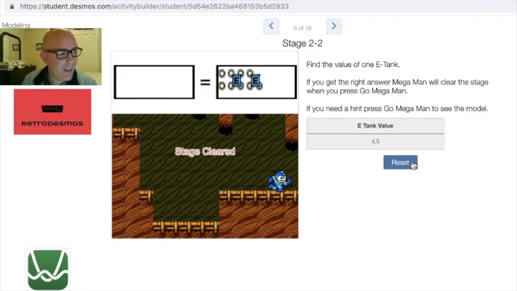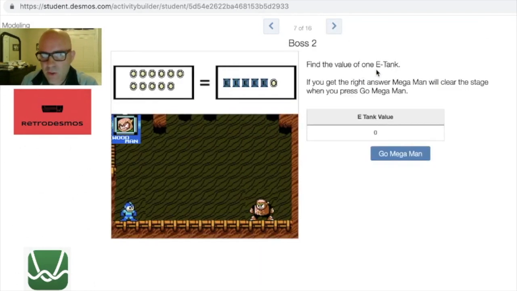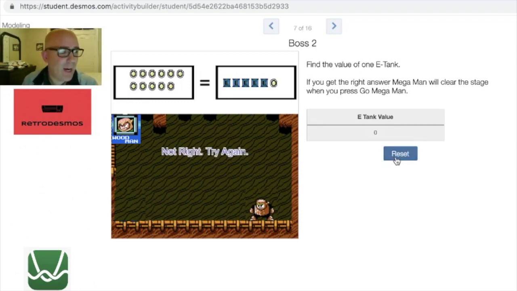Again, another reason I love using video games or using these in activities is we have a goal. We're trying to get Mega Man to the end of this level, trying to get him to advance on. And so here we have our second boss battle. And you know what? I'm going to go ahead and just push Go Mega Man. And notice I didn't model it for him.